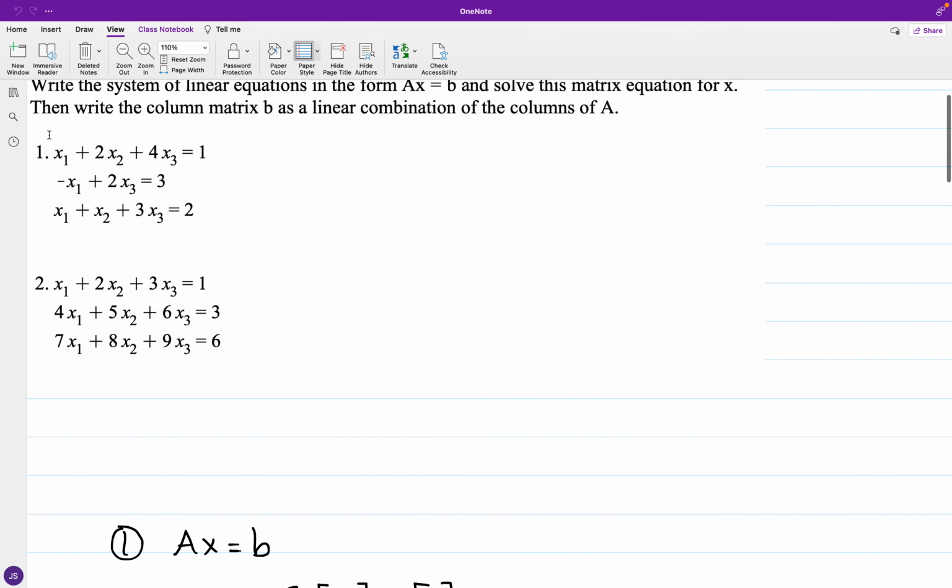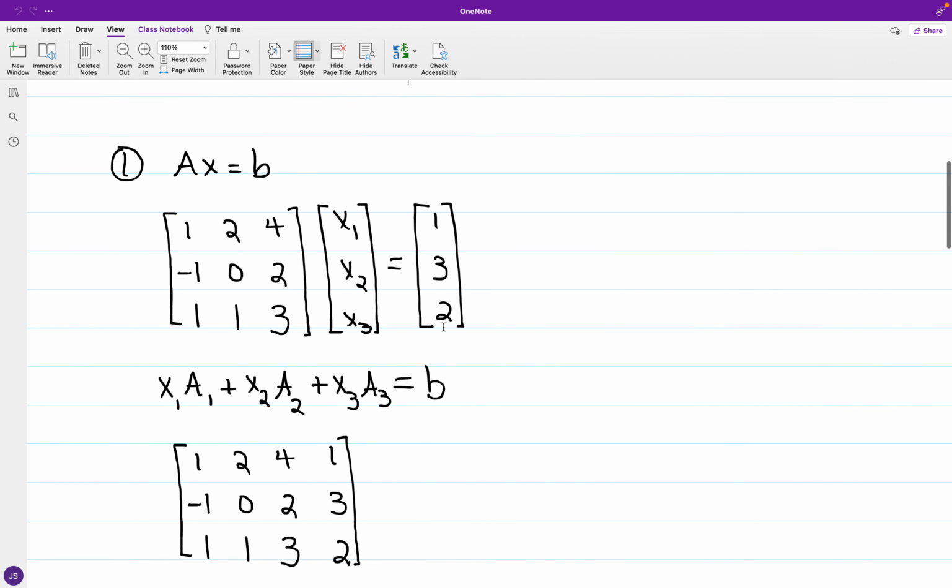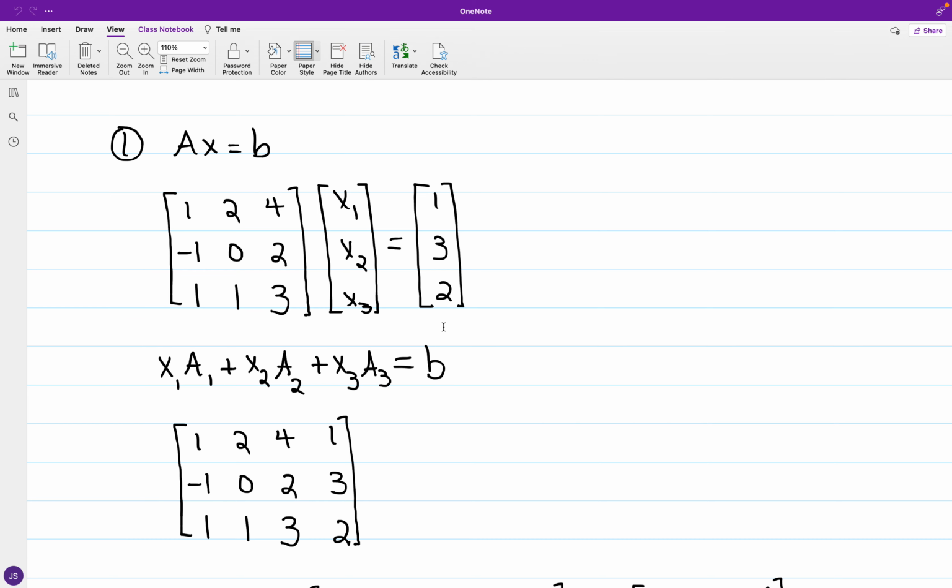So I'm just carrying over what I have with the coefficients. And again, we have 1, 3, 2 as the constants to which each equation is respectively set equal. So for AX is equal to B, in terms of the combinations, you're looking at x1 times a1 plus x2 times a2 plus x3 times a3 is equal to b. And this is the general setup of what we have for the linear combinations.